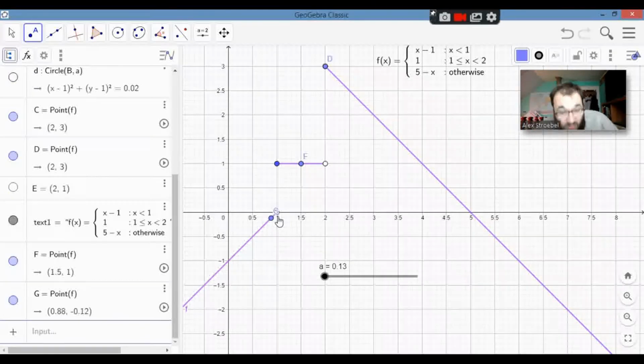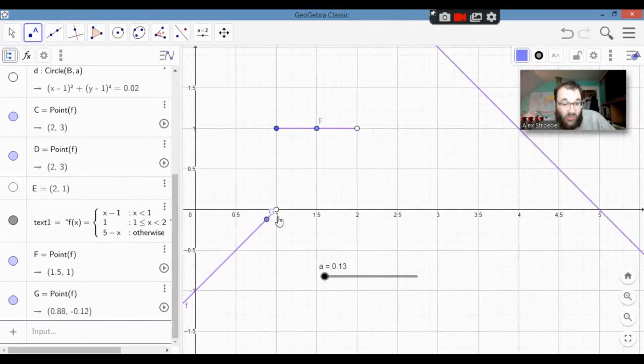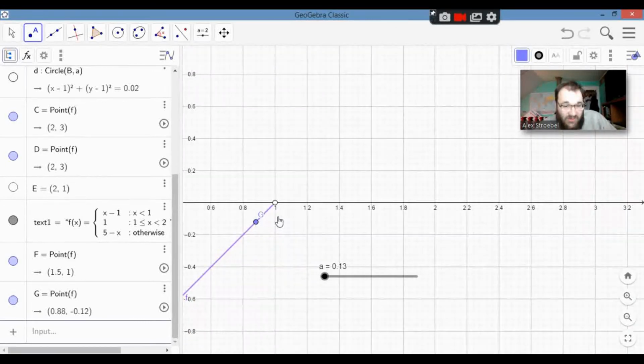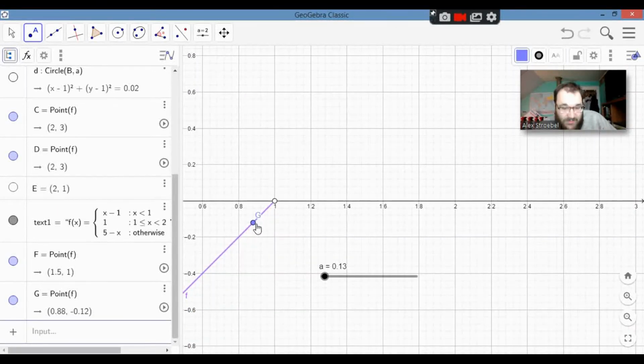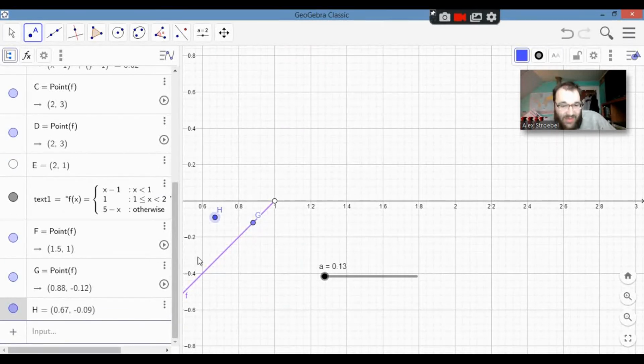Here the limit would have a value, right? Because if you go real close, you could see that when you come from this side, you approach whatever that value is. And if you go from this side, you approach the same thing. It looks like it's 0.1-ish.